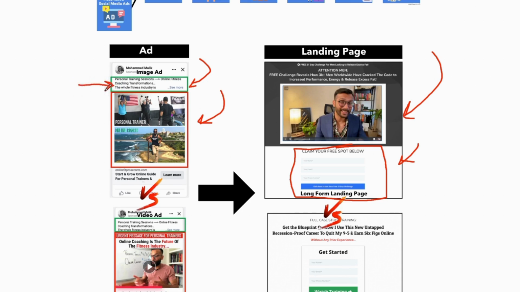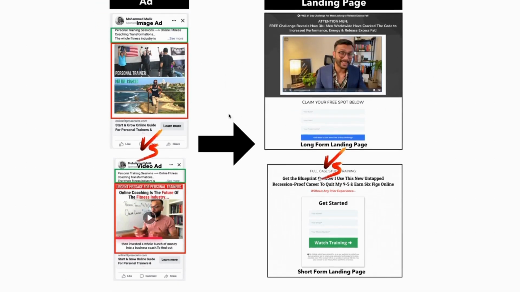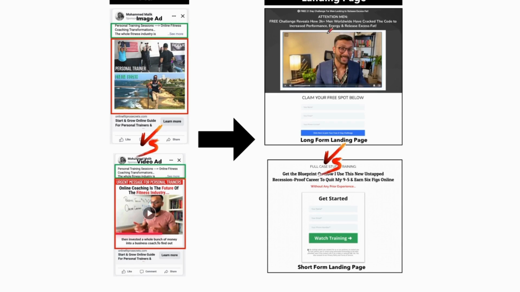Or the intensity of the copy, or the quality of the copy. And then we have the sell that is happening by the creative. And then we have all of the text that is on the landing page. So I have two examples of landing pages here on the right side. The first landing page over here is a video, and this video is explaining some more things.